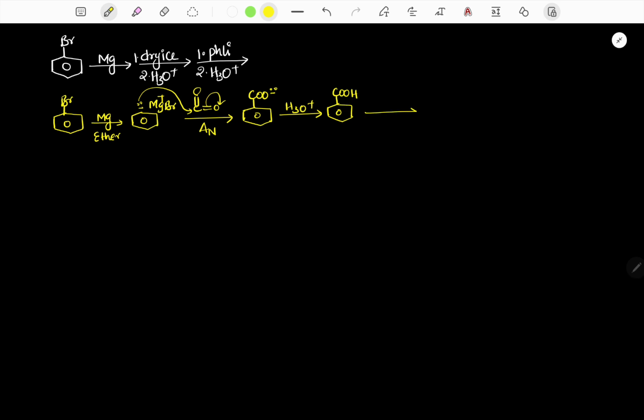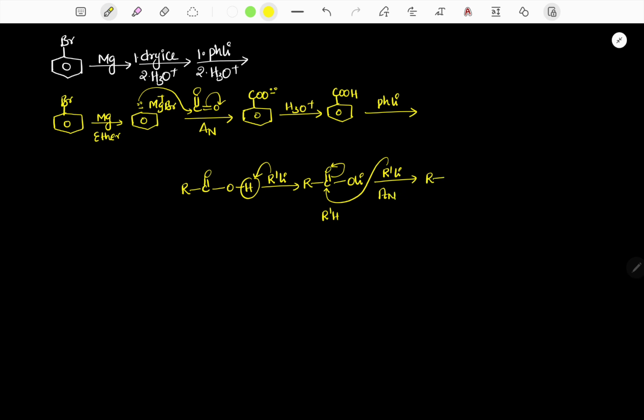Now the carboxylic acid is treated with PhLi. When carboxylic acid is treated with RLi, first an acid-base reaction takes place and forms the corresponding RCOOLi and alkane. Now it reacts with another molecule of RLi. Nucleophilic addition takes place and forms the corresponding OLi, OLi, R dash.